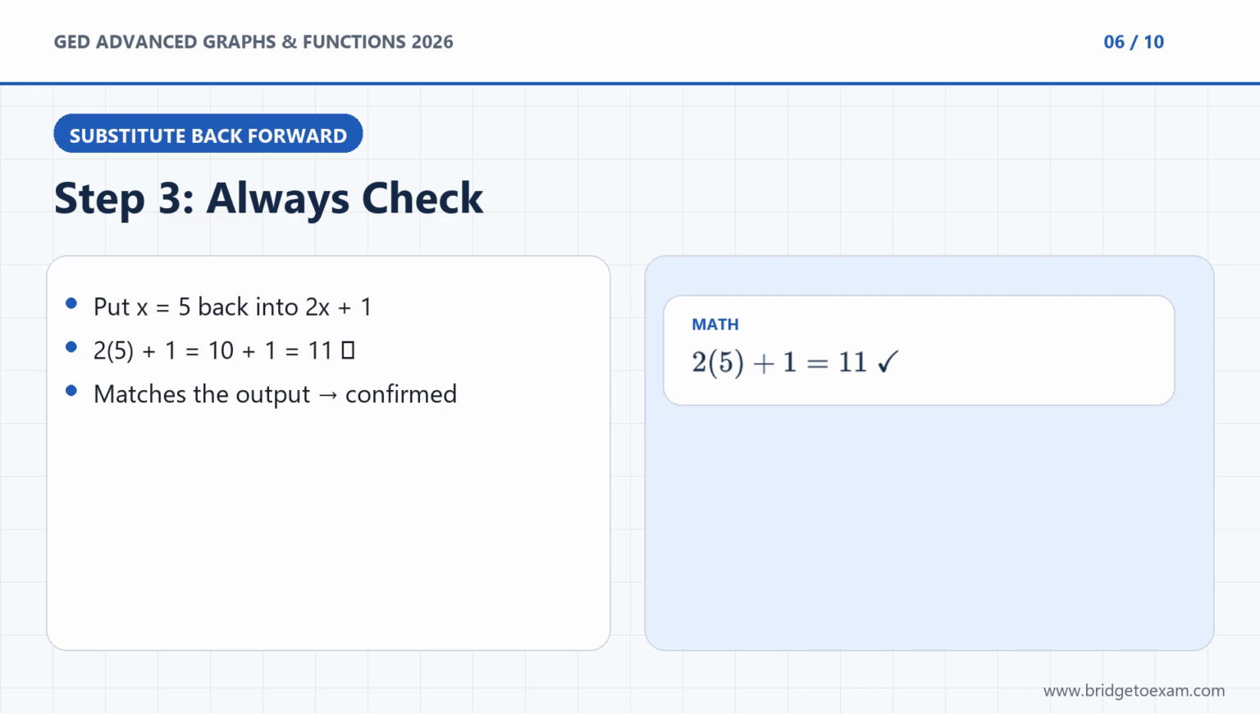Here is the step that guarantees you are right. Check by going forward again. Take your input, x equals 5, and put it back into the original rule. 2 times 5 plus 1 is 10 plus 1, which is 11. That matches the given output, so x equals 5 is confirmed. A quick check catches any slip.